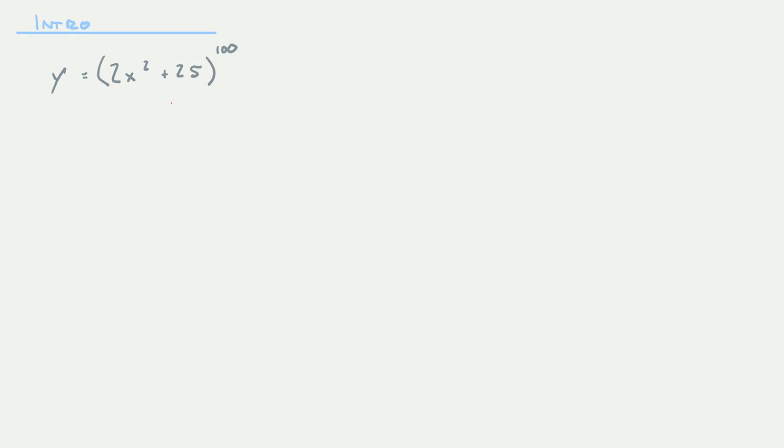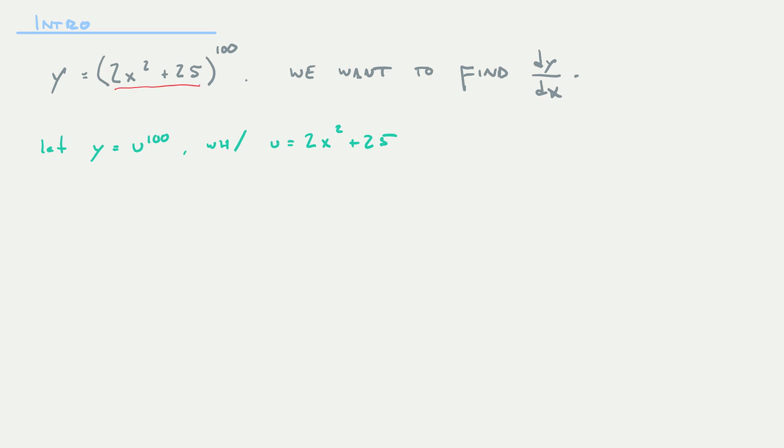The way that we're going to do this differentiation is I'm going to call this function y, to set up what the chain rule is. What we need to find is dy dx, the derivative of this thing. So I'm going to let y be equal to u to the 100 power, where u is specifically the thing that's being raised to the 100. It's 2x squared plus 25 in this case.